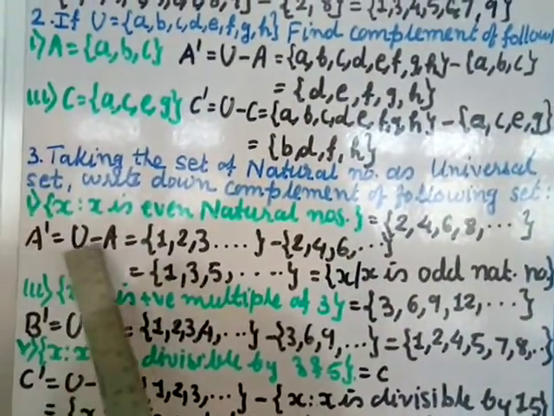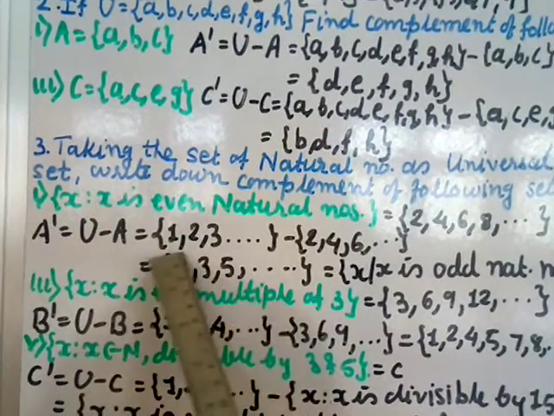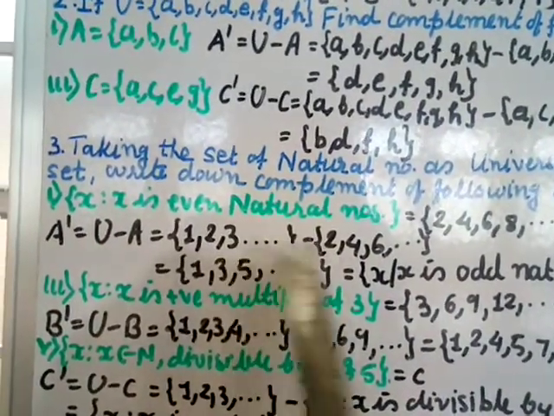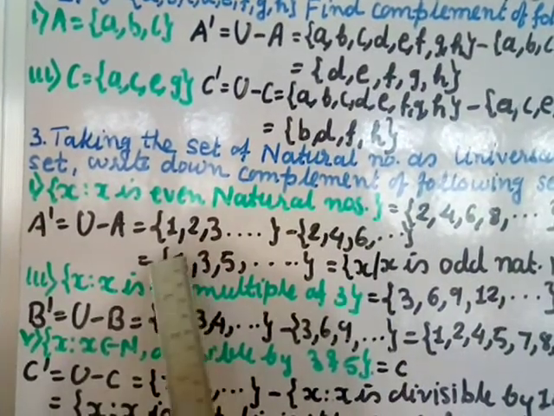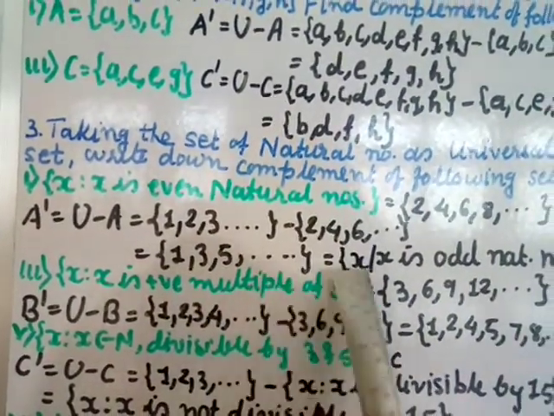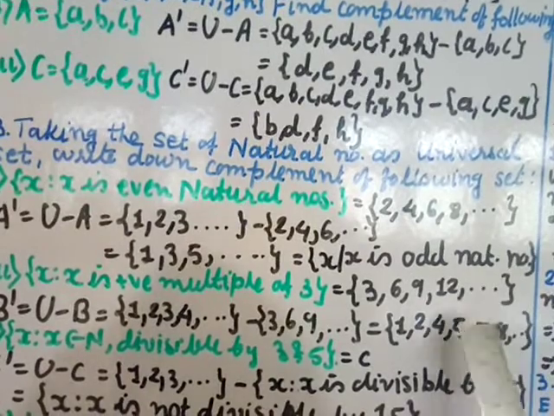And A dash is U minus A. U is the set of natural numbers and this is the even numbers. So from the set of natural numbers, if you subtract the even numbers, the remaining will be odd numbers. So that means x is an odd natural number.